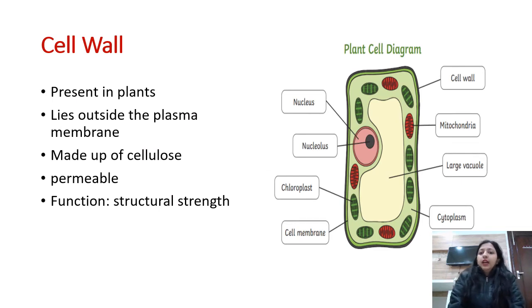But in case of plants, we are having an additional layer called the cell wall outside the plasma membrane. So we can say the outermost covering in the plant cell is the cell wall. Like any other wall, its function is to provide structural strength to the cell. It means it provides the structure and the mechanical strength to the cell. It is basically made up of cellulose and it is completely permeable. It means it allows the entry of all the substances, all the molecules through it.